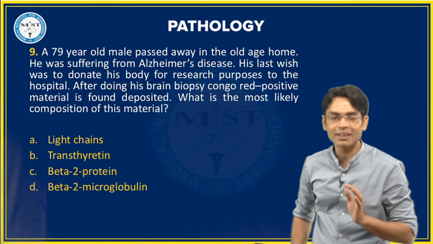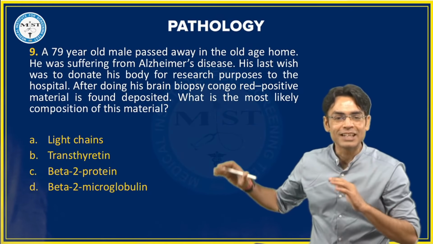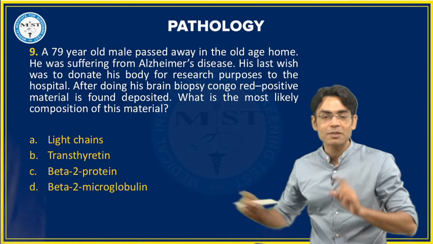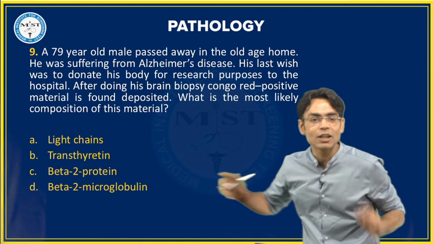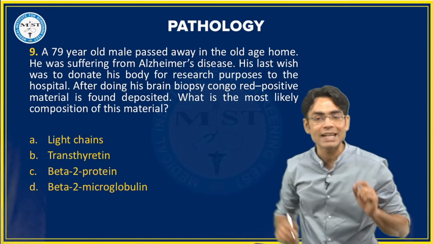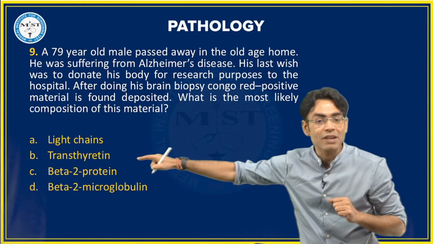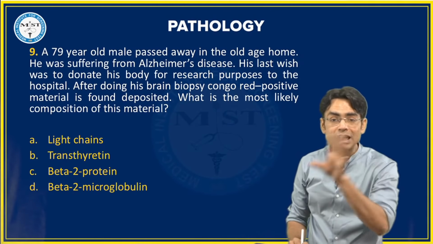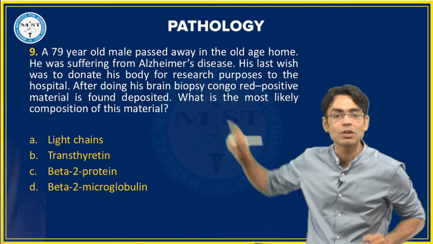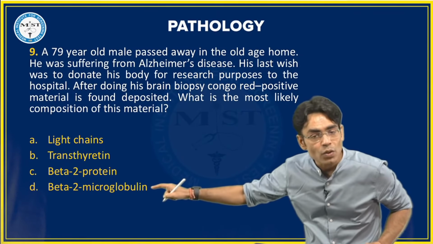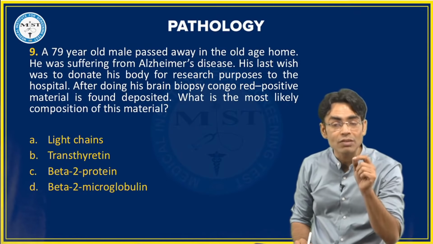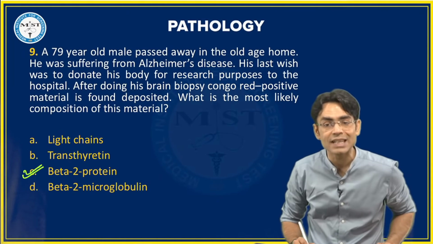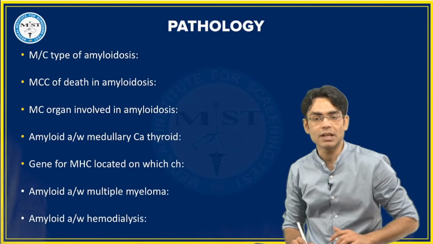Beta, you are giving me the correct answer, yes. But there is a problem with this C and D. Light chains are associated with multiple myeloma. Transthyretin is associated with cardiac amyloidosis. A beta type of amyloid is deposited in Alzheimer's disease. And beta-2 microglobulin is generally associated with hemodialysis. So the correct answer for this question is C, beta-2, A beta.